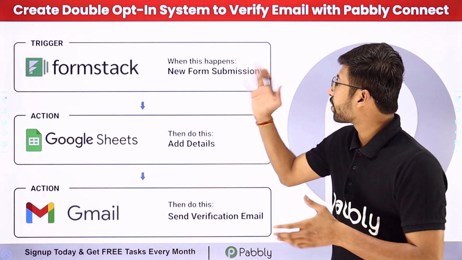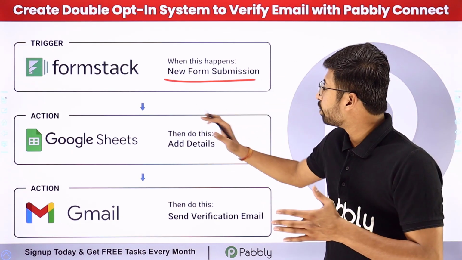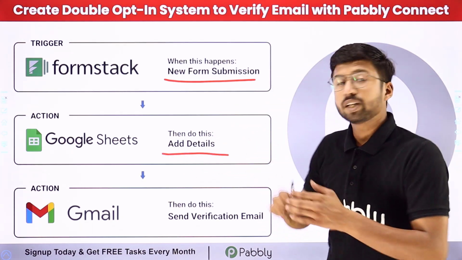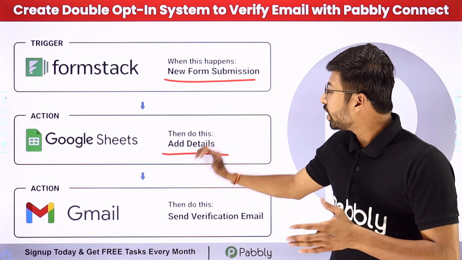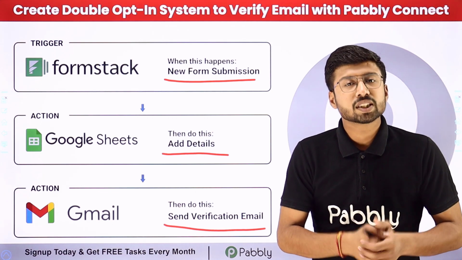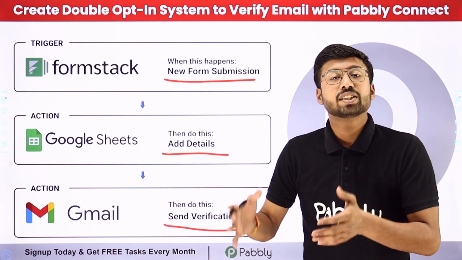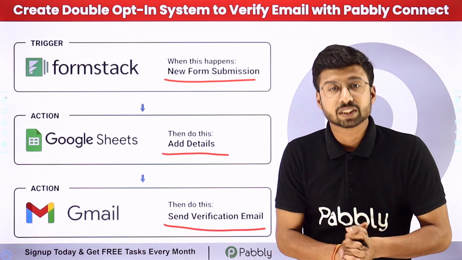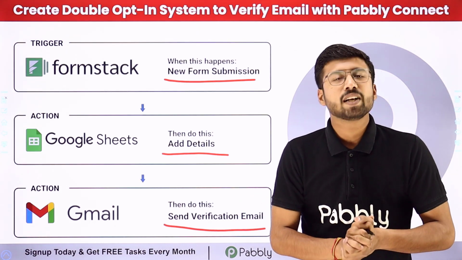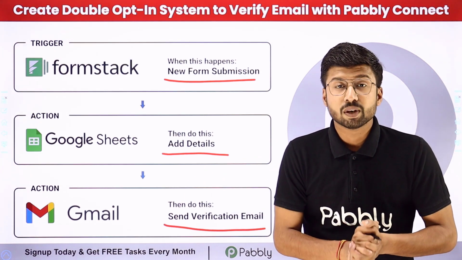The first workflow will trigger whenever we receive a new form submission. The form responses will be added as details in our Google spreadsheet, and after adding the details, we are going to send a verification email using Gmail to the same person who made the form submission. The email will be created using HTML. So we are going to create an HTML based email where we are going to add a verify email button. Now in this button, we are also going to add a webhook URL.